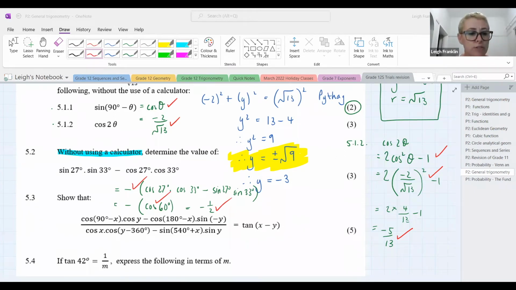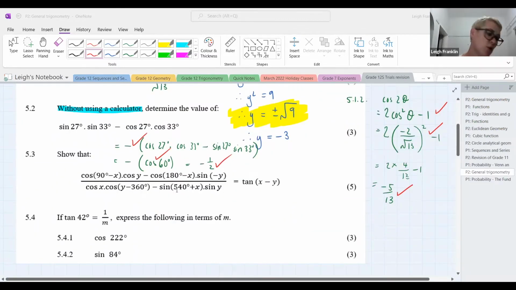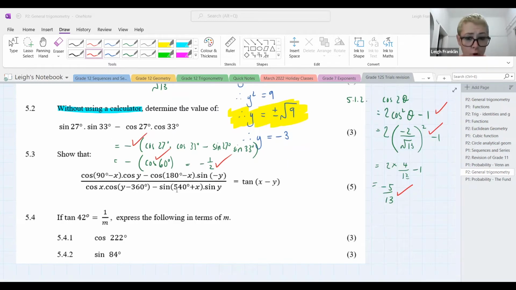We can use the calculator to check, but we have to show all those steps. If we just write down the answer only, they're going to know that we used a calculator, and then we might get nothing. Okay, all right, next one, show that... equals tan x minus y. Shall we let you guys try this one? And let's see how it goes.